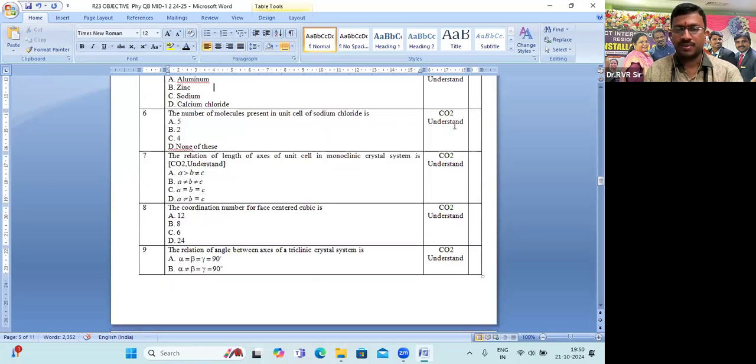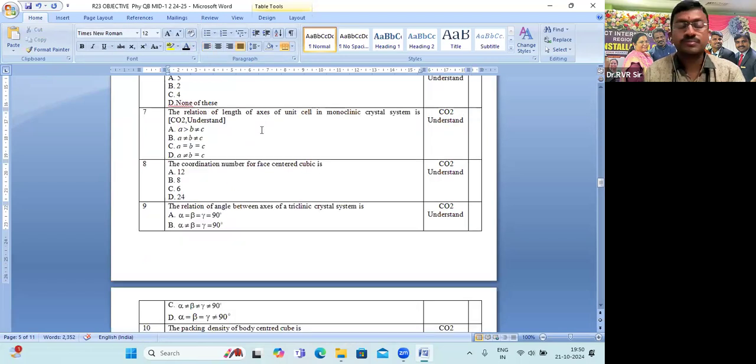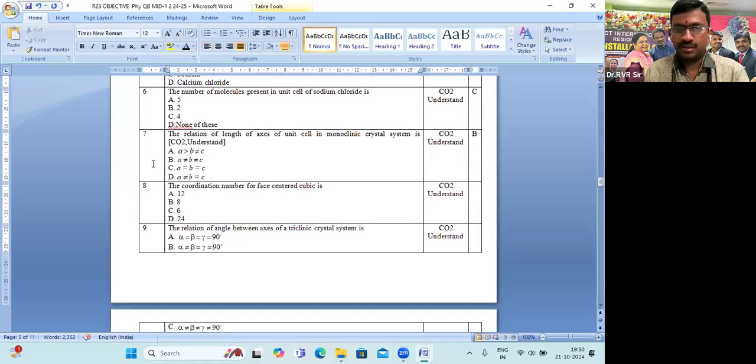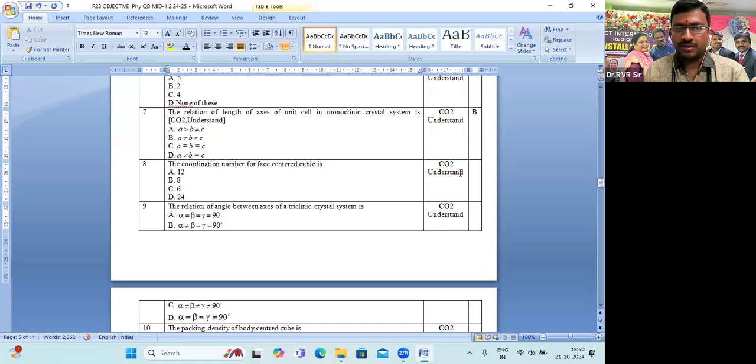The number of molecules present in the unit cell of a sodium chloride is option C, 4. Now the relation of length of the unit cell in a monoclinic crystal system is option B, a equal to b equal to c. The coordination number for the face centered cubic, it is also direct question. Option A is the right answer.